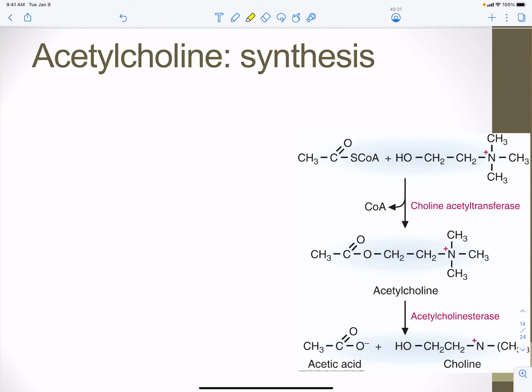Now, acetylcholine is going to be synthesized from CoA and choline.